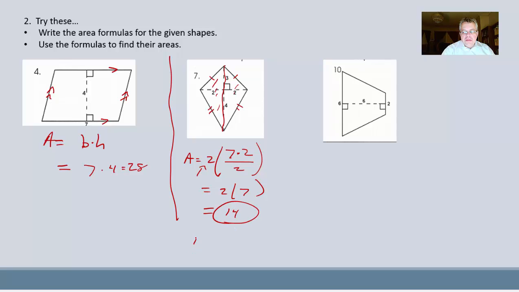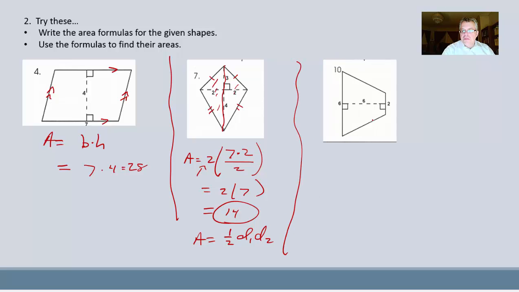Just in case you're curious, the formula for kites is 1/2 the first diagonal times the second diagonal. So it'll be 1/2 times 7 times 4, which gives us 14. Okay, but we didn't need its formula, so you don't have to worry about that one.